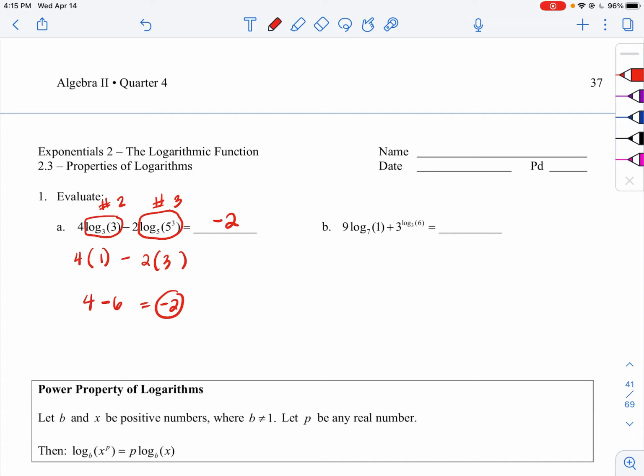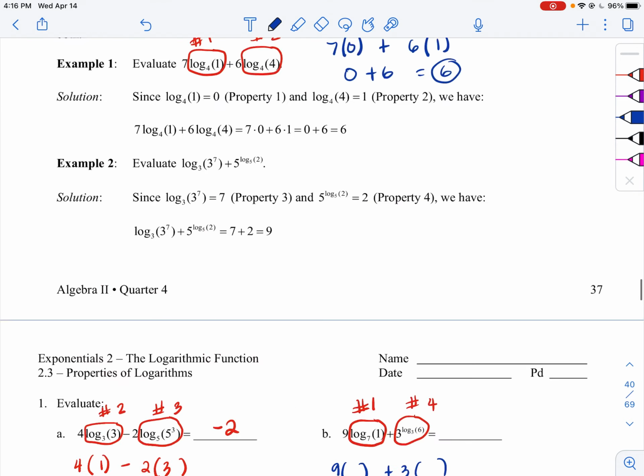Okay, there you go. Moving on, letter B. Let us circle. It looks like this is property or rule number. Usually I call it rule, but it's actually property. So this one is property number 1. And it looks like this one is property number 4. Okay? So this is 9 times plus 3 times.